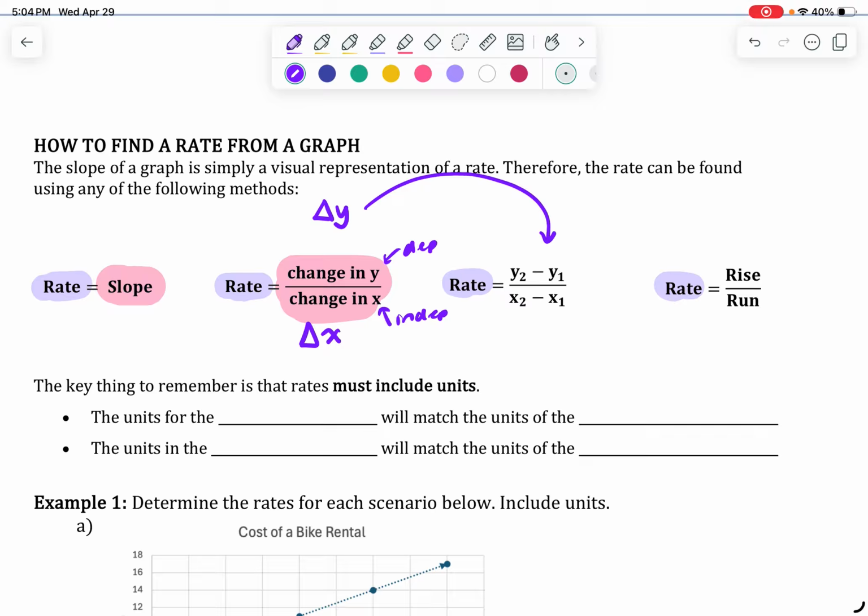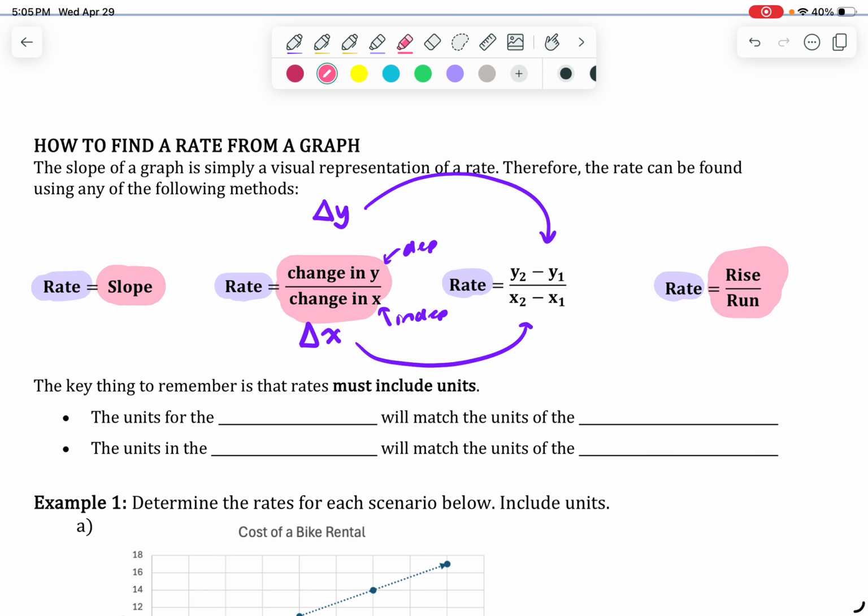Now, how are changes measured? Well, quite simply, they're measured by your final value minus your initial value. So this is my last y value that I'm interested in, subtracting the first y value that I'm interested in, and then divided by the second x value that I'm interested in, minus the first x value that I'm interested in. The other way that you might have talked about it last year is rise over run.